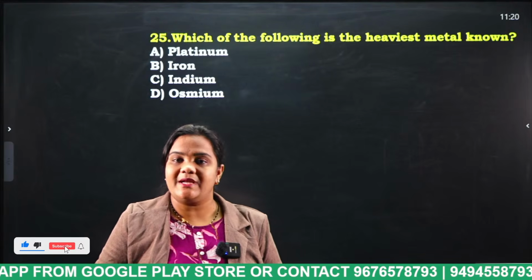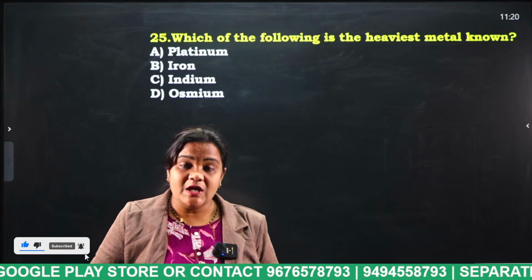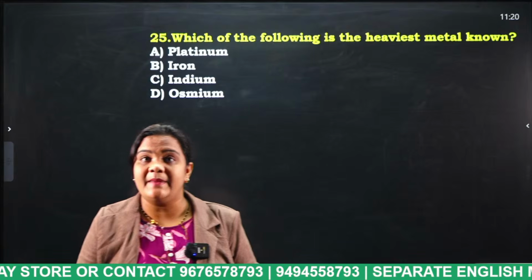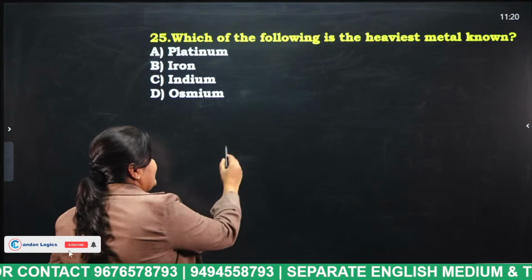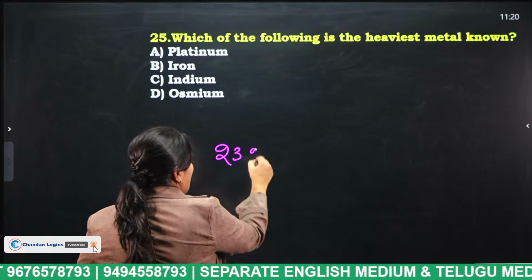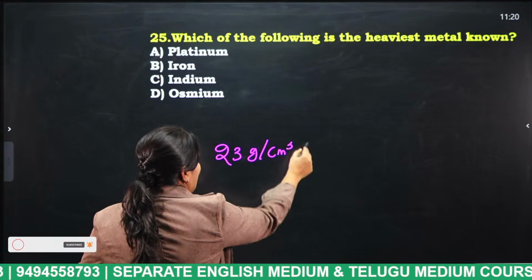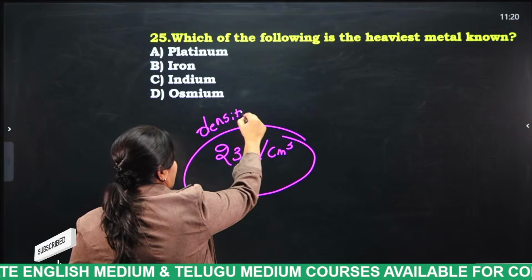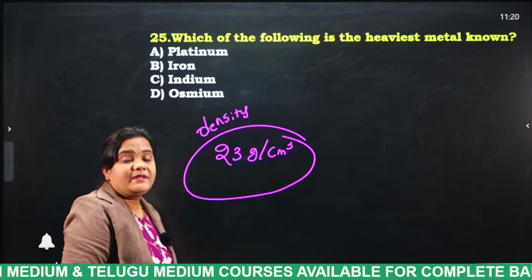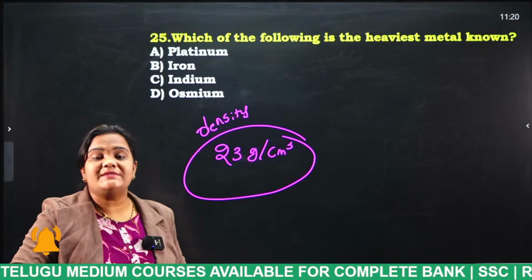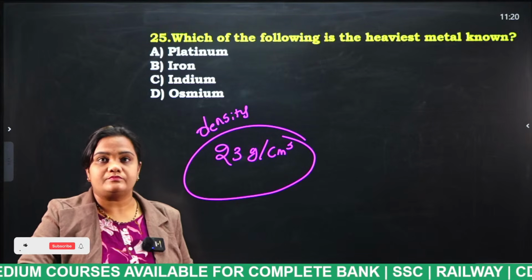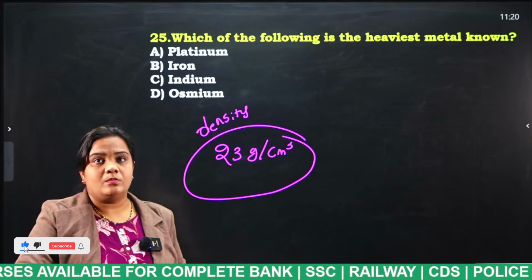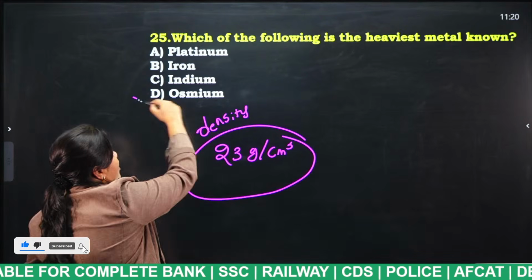In our periodic table, we have 118 elements, right? So which is the heaviest metal? That means the density is approximately 23 grams per centimeter cube. That element's density is approximately 23 grams per centimeter cube, which is higher than lead also. What is that? The answer for this question is osmium.